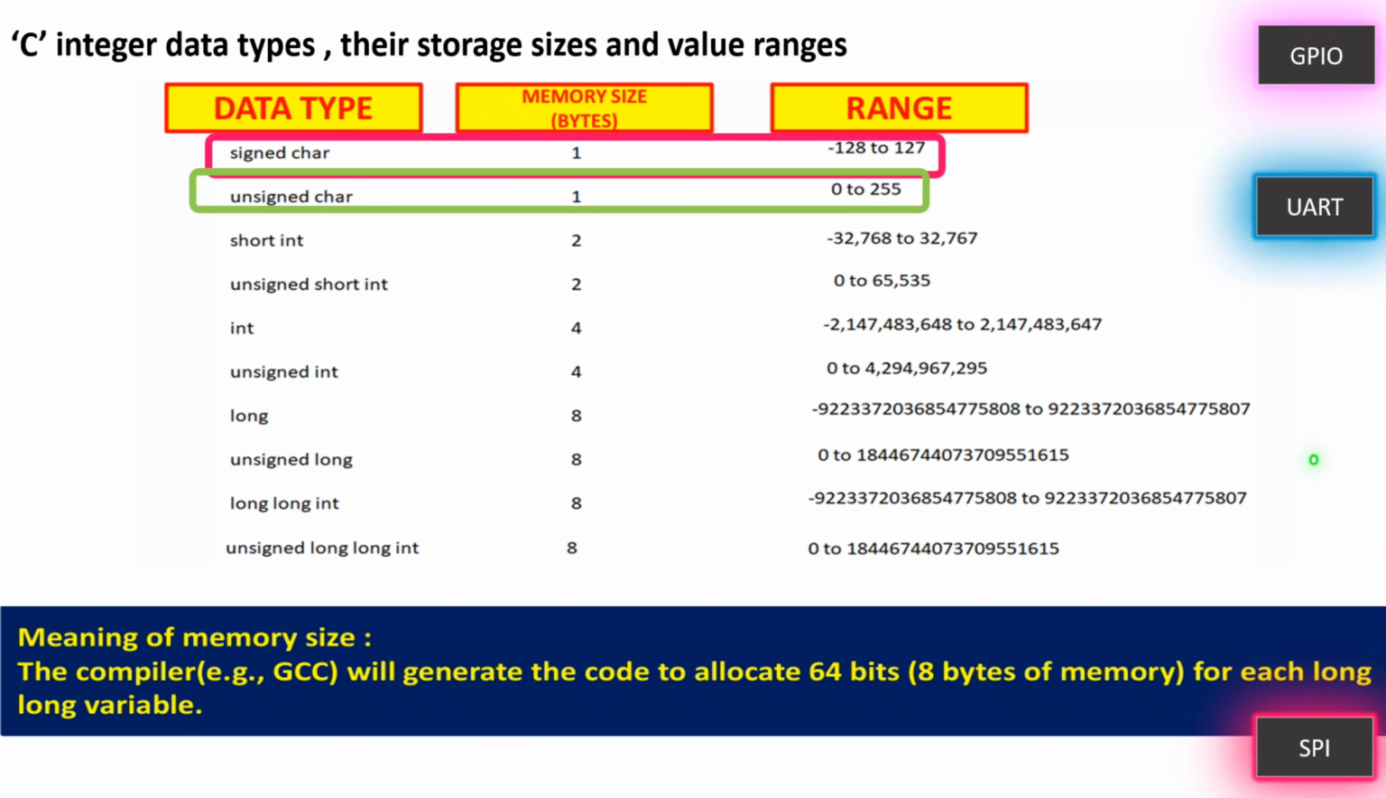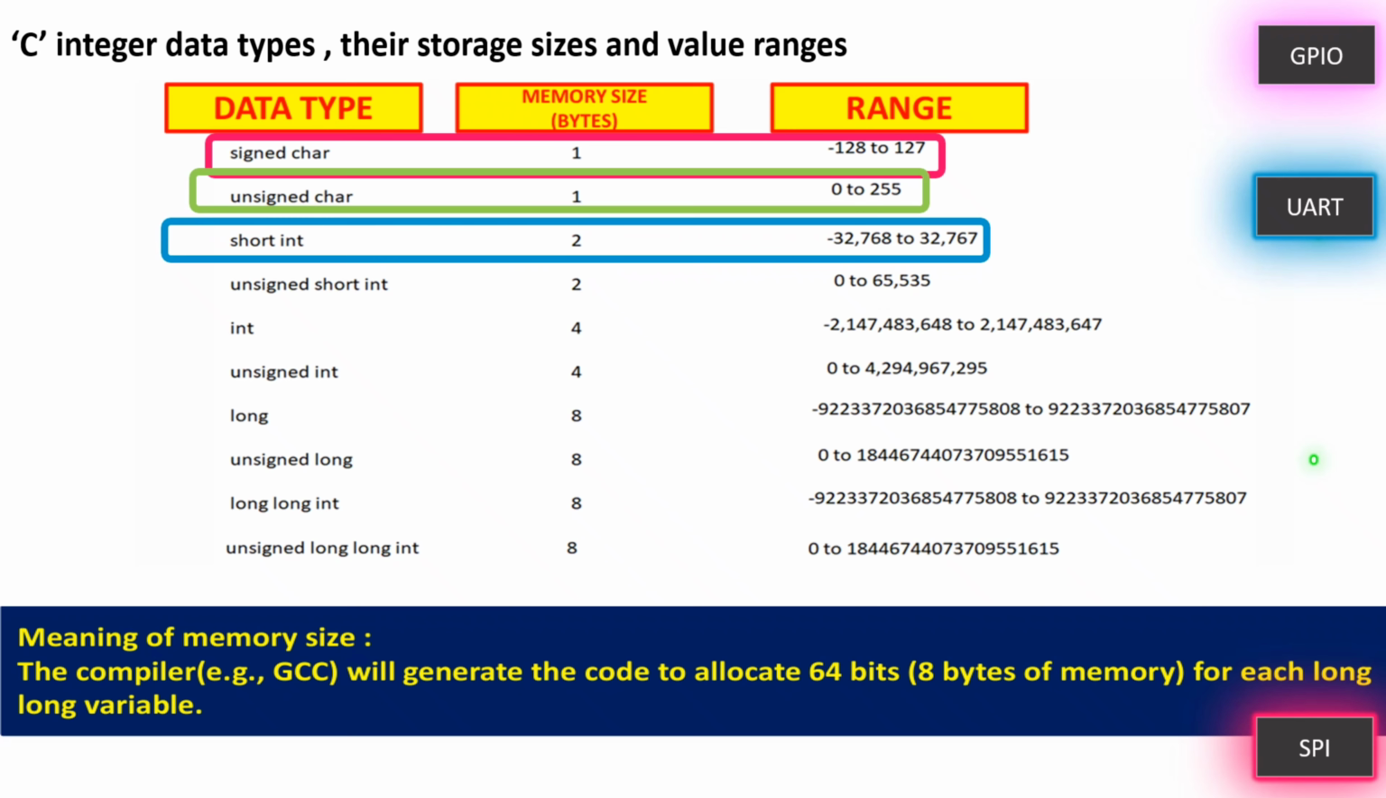A variable of type unsigned char also consumes 1 byte of memory. Its range is 0 to 255. What does that mean? That variable can store values between 0 and 255.